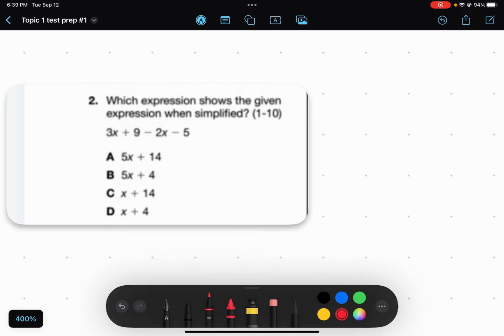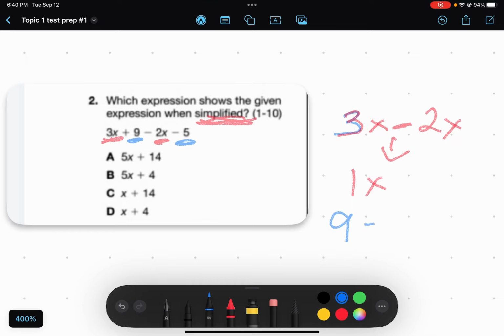Going on to number 2, they want to know which expression shows the given expression when simplified. So that means you want to look for numbers with like terms. So this is where we have our 3x and minus our 2x, which would give us 1x. And then we have our, in blue, our 9 minus 5, which would give us 4. Because we're combining, we combine these two, and then combine these two. So our final answer could be 1x, or just x, plus 4, which is the same as x plus 4.